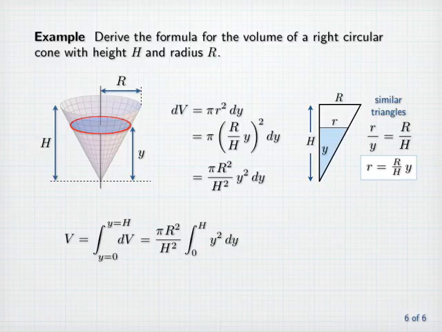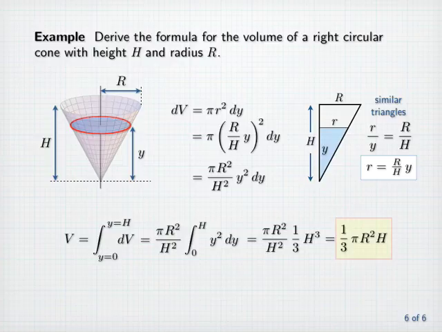The antiderivative for y squared, of course, is 1/3 y cubed. When we evaluate that from 0 to H, we just get 1/3 H cubed. And now we simplify and we arrive at what is hopefully a familiar formula, 1/3 pi R squared H. It's exactly 1/3 the volume of a right circular cylinder with the same dimensions.